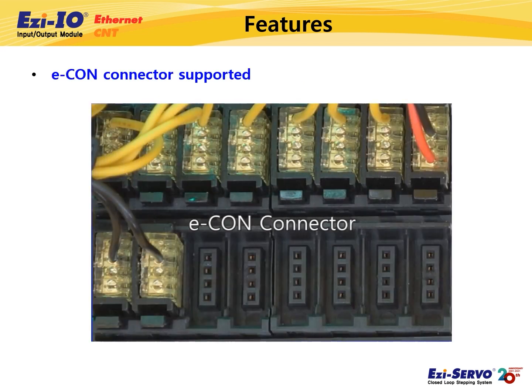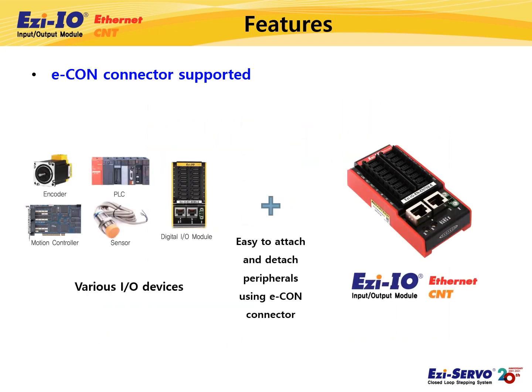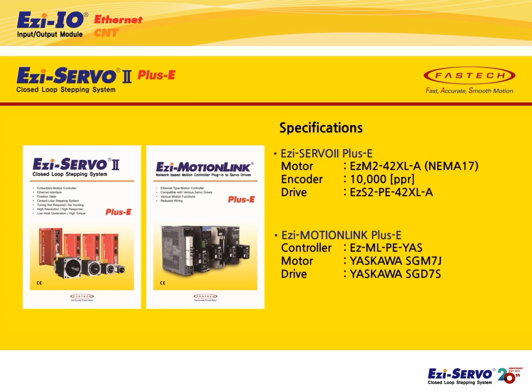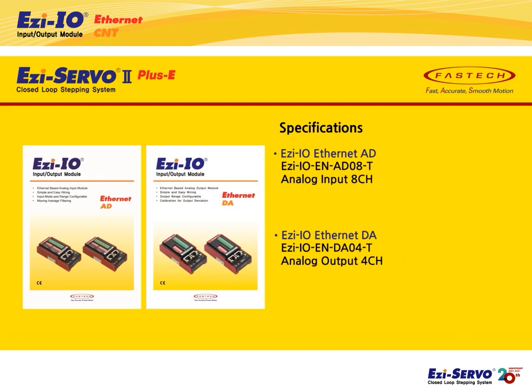In addition, Ezi-IO Ethernet CNT supports ECON connector type. The ECON connector allows easy attachment and detachment of peripheral I/O devices such as PLC, sensor, encoder, motion controller and digital I/O module. Lastly, I will show you the demonstration video of the high-speed counter module based on Ethernet network. The product names used in this demonstration are as follows.